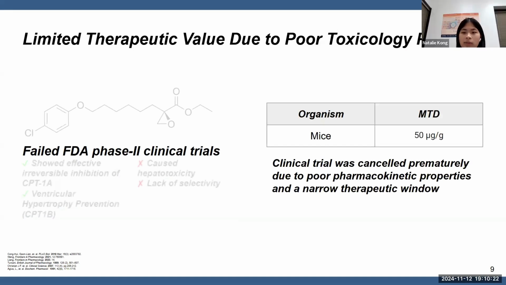In this clinical trial, it was being used to treat potentially heart disease, which required it to inhibit CPT-1B. However, due to its non-selectivity between CPT-1A and CPT-1B, it did end up inhibiting CPT-1A, which is the liver isoform. Thus, some of the patients ended up getting induced hepatotoxicity, and the clinical trial was canceled due to these poor pharmacokinetic properties.